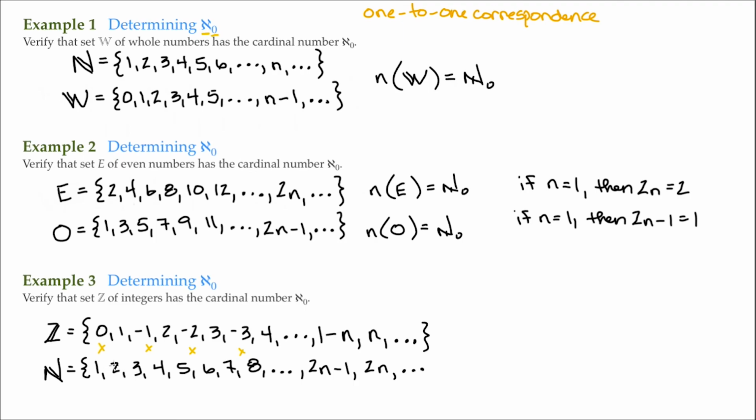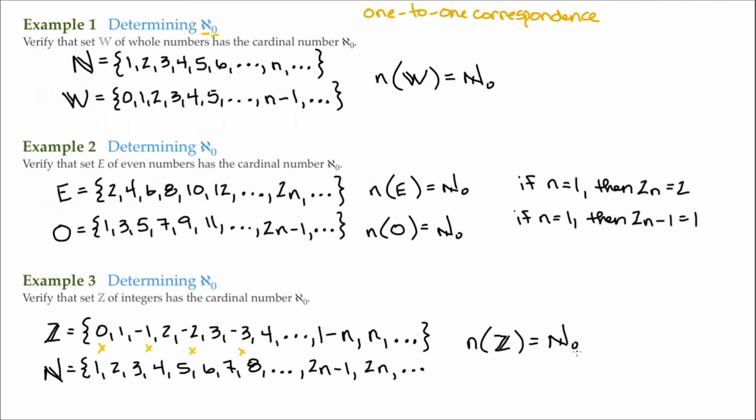When n is 2, 2 times 2 is 4. Minus 1, that's 3. 2 times 2 is 4. Slug it in over here. 1 minus 2, that's negative 1. And then 2. So it seems as though every integer can be paired up or shown to have one-to-one correspondence with every counting number or natural number. So then the cardinal number of elements of the integers, that's equal to Aleph null.